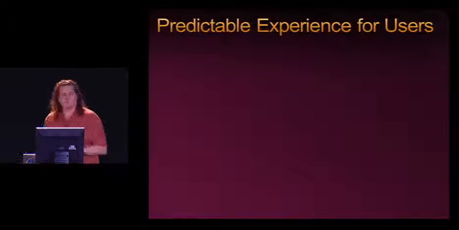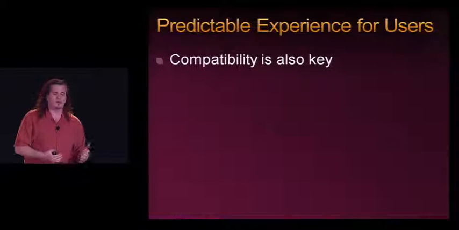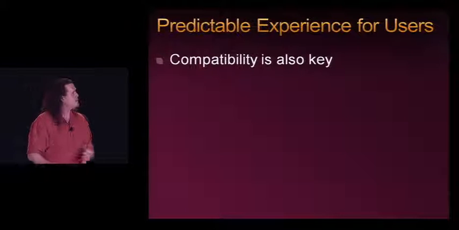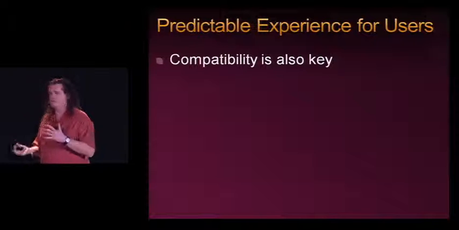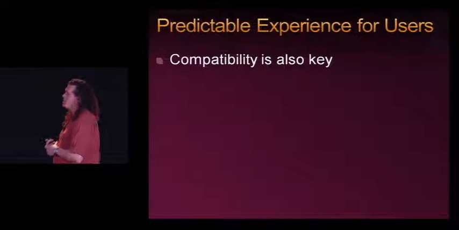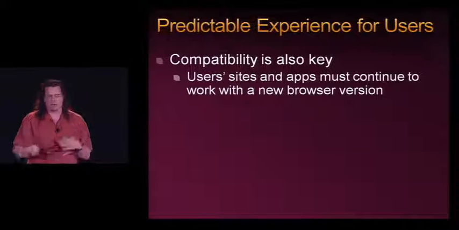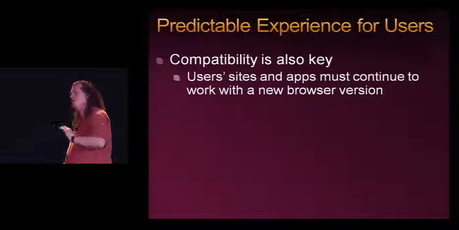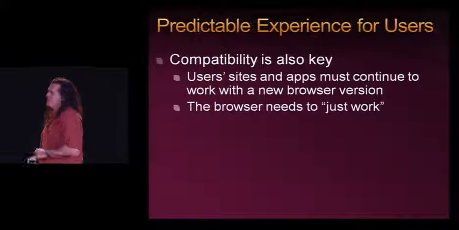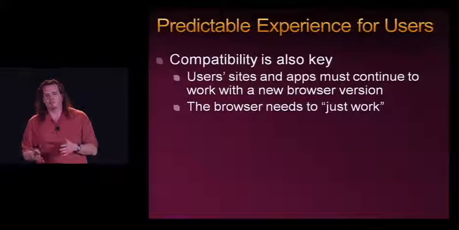The next thing that we think about when we think about predictability is compatibility. And obviously, we have a little change of heart here from earlier this week. But I think that it's still critical to say users, sites, and applications must continue to work with the new browser version. Don't worry, we'll get to that later. But the browser really does need to just work. When you go to a website, you expect it to work.